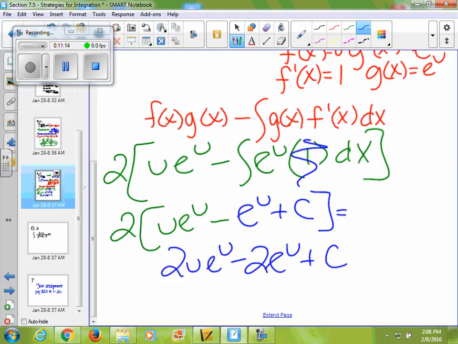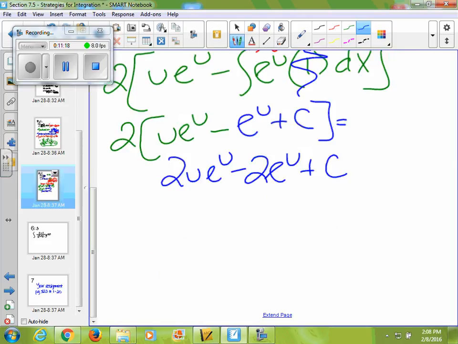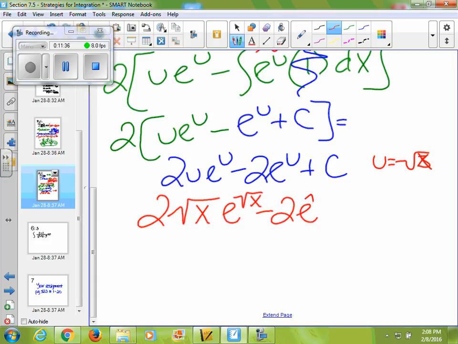So far, so good. Distributed the 2. Makes some sense. 2 times any constant is just a constant, so you don't have to distribute the 2 to the c. And then if I back substitute what u equaled, remember u equaled the square root of x, I get 2 square root of x e to the square root of x minus 2e to the square root of x plus c.